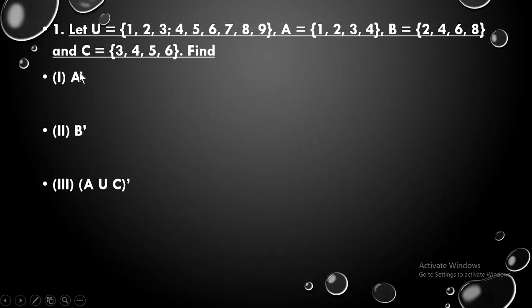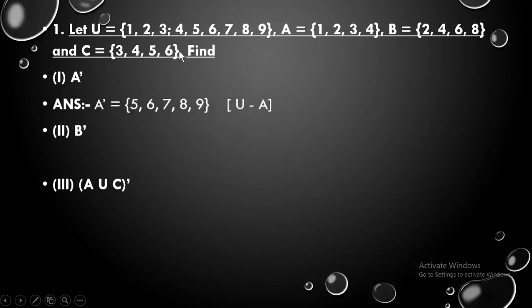Now this sign means complement. So when they say A complement, it means just the opposite of set A. A complement will consist of all the elements which are not present in set A. When they ask you to find A complement, what you have to do is universal set minus set A. When they ask you to do B complement, you need to do universal set minus set B. So let's see the answer.